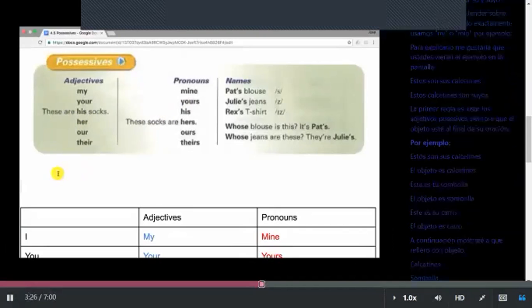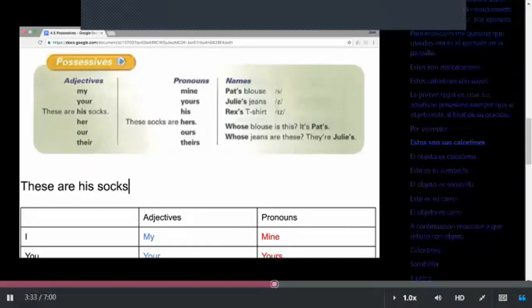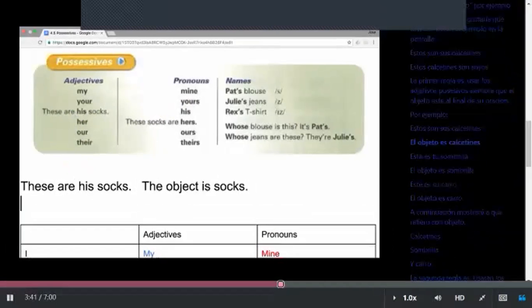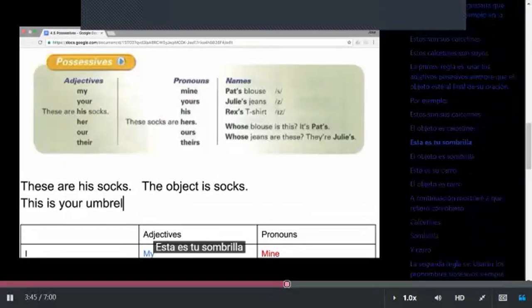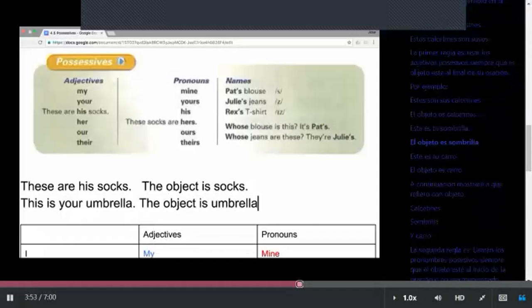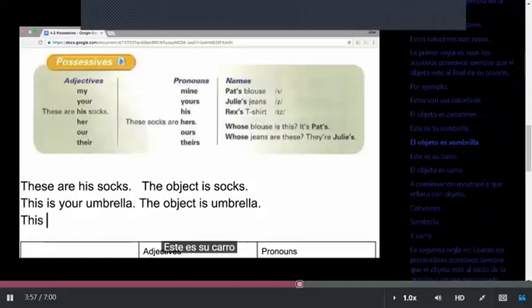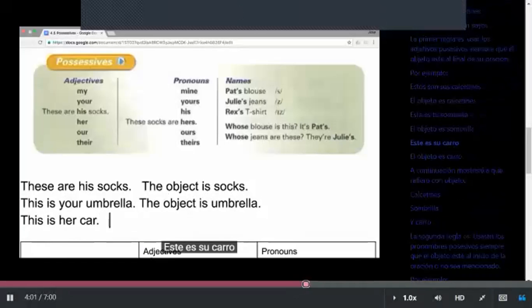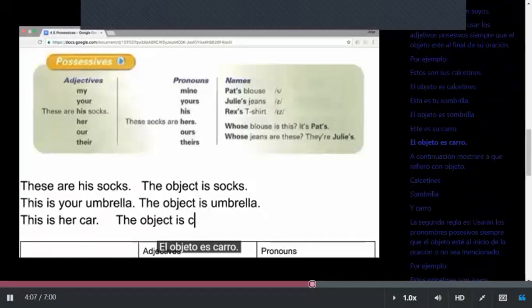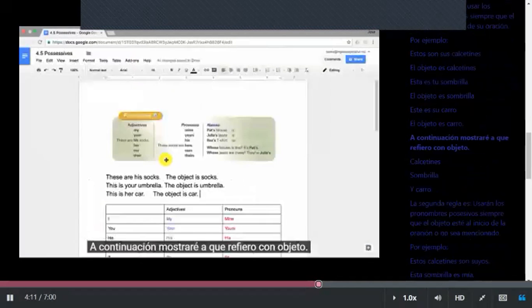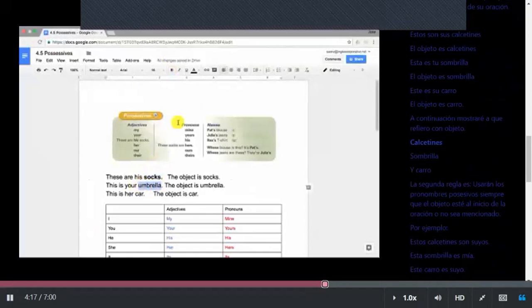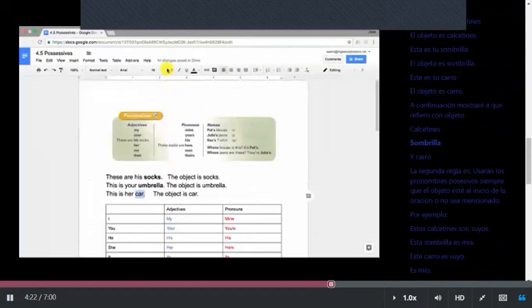For example, these are his socks. The object is socks. This is your umbrella. The object is umbrella. This is her car. The object is car. And let me point out what I mean by object. Socks, umbrella, and car.